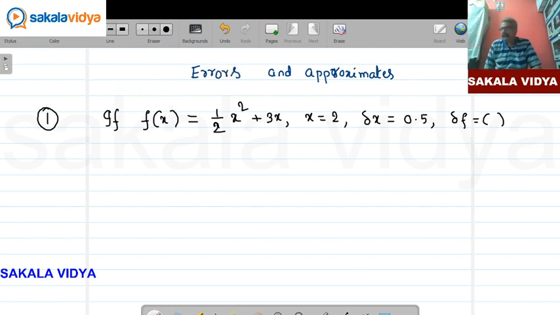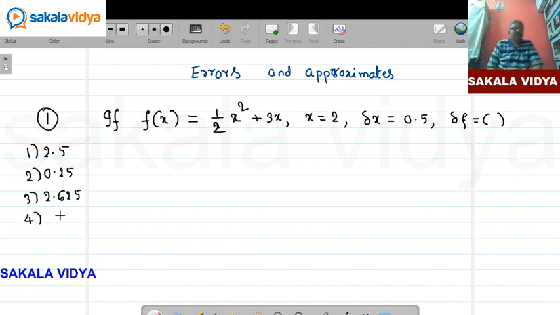So, now first option 2.5, second option 0.25, third option 2.625, fourth option is 2.7. This is the question.